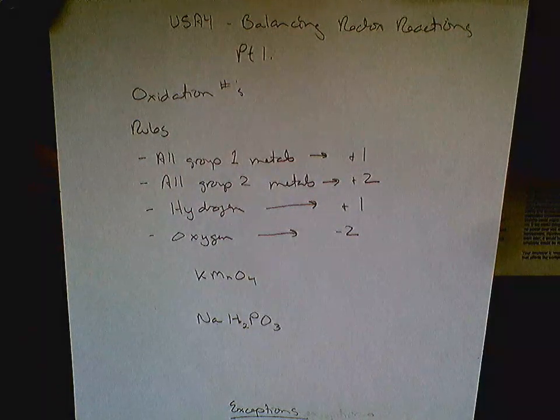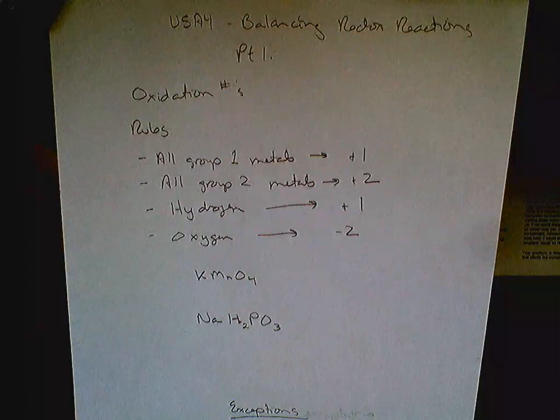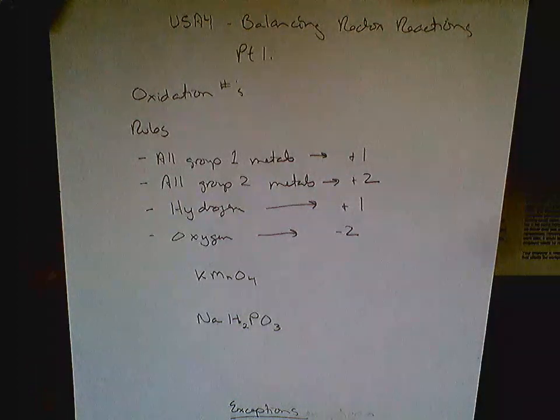So the first thing you have to be able to do, and I'm going to split this up into part 1 and part 2, is you have to be able to do oxidation numbers. So oxidation numbers are where we assign a charge to an element in a molecule. So what we're going to do is learn some rules. If you know 4 basics, the rest is easy. It's just adding numbers up.